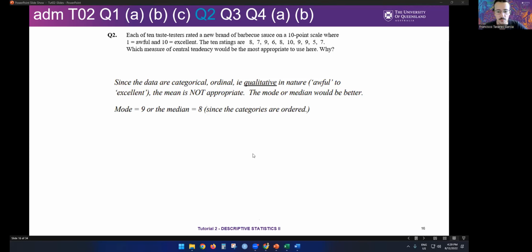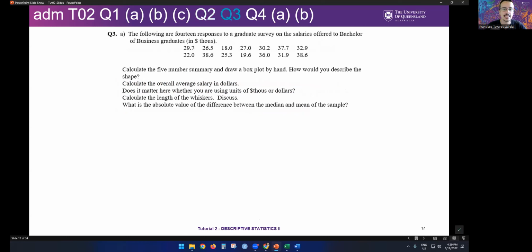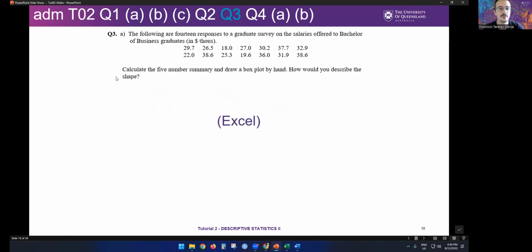Amazing. Thanks, guys. So let's go to a longer question. Question 3. The following are 14 responses to a graduate survey on salaries offered to Bachelor of Business graduates, in thousands of dollars. I know a lot of the students during this summer course are doing either commerce or business management, so it's pretty interesting. I think these numbers are quite a few years old. You might be relieved that salaries have increased since then. But let's go. We will have 5 questions to work on, and we will start with the first one.